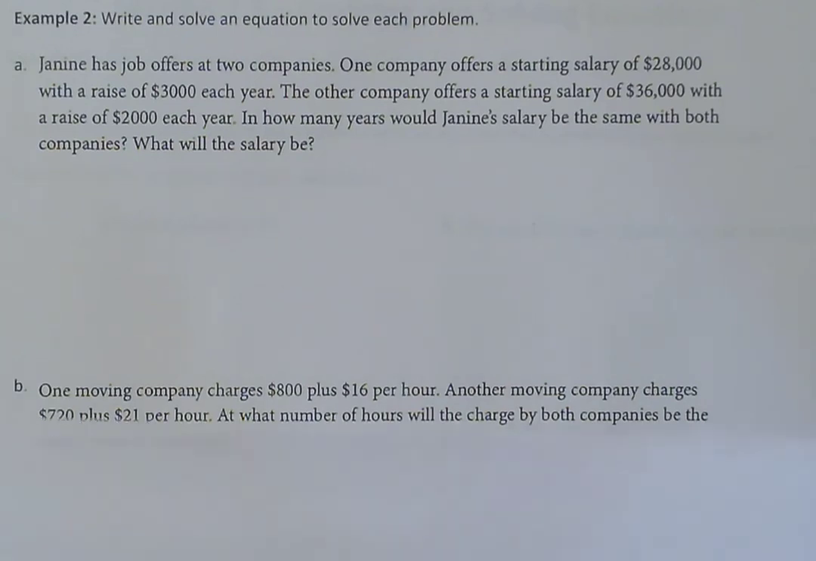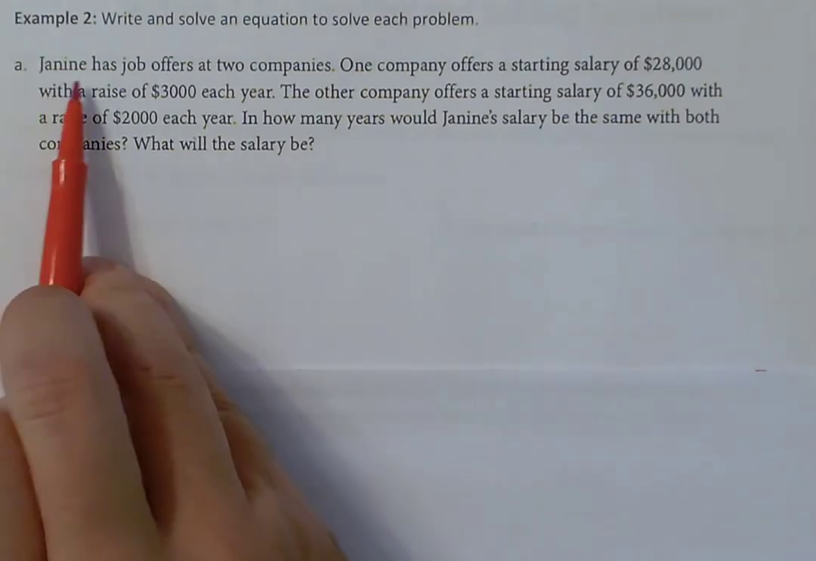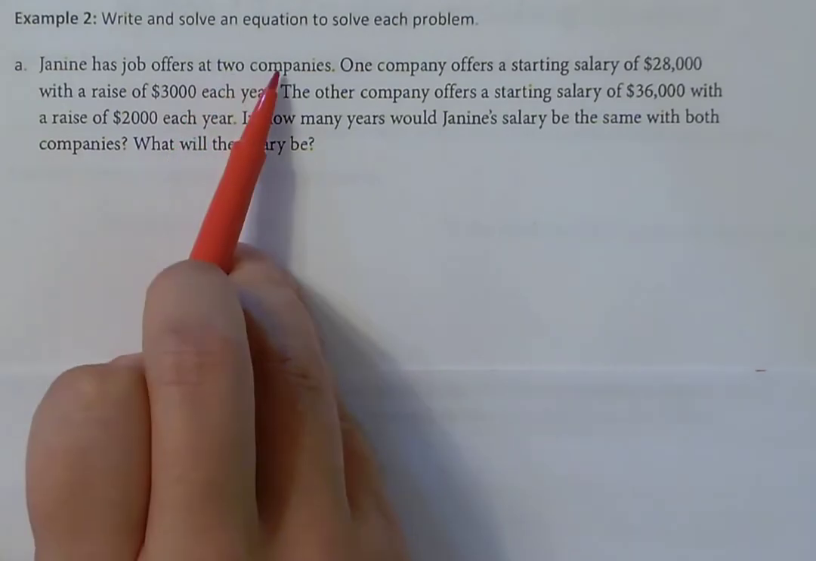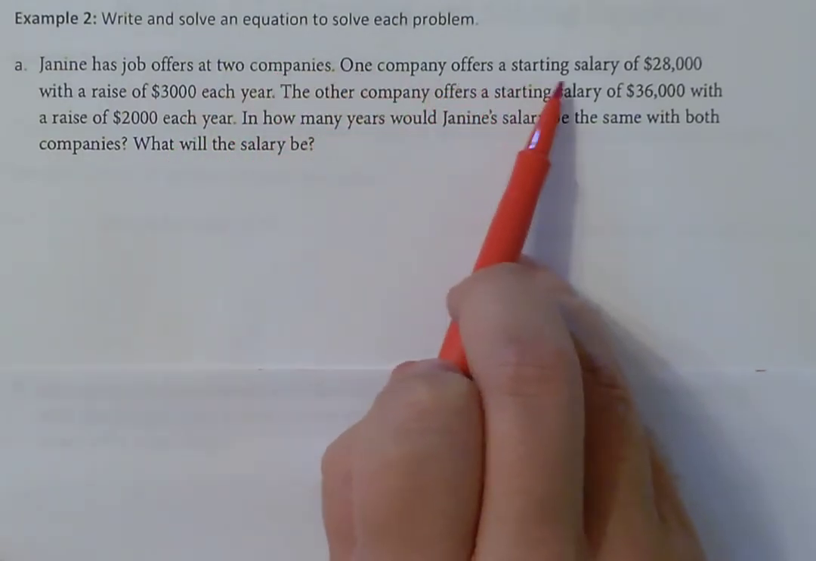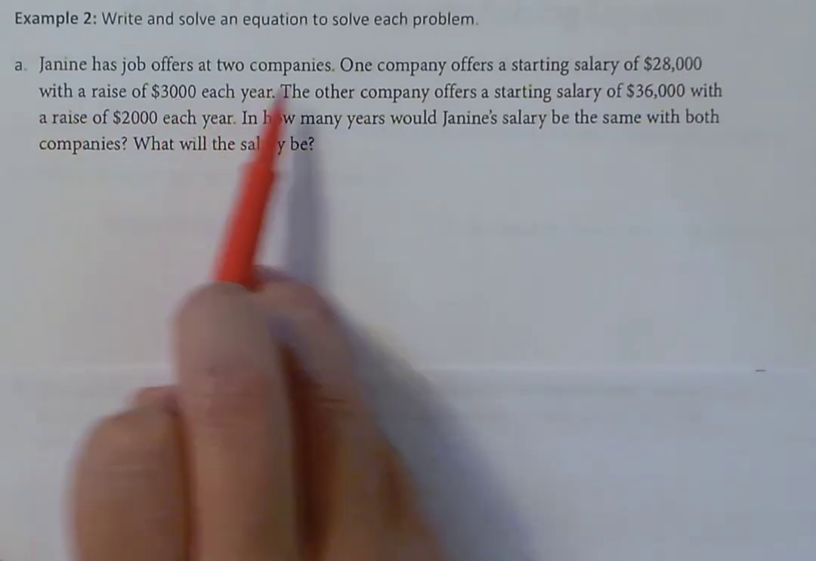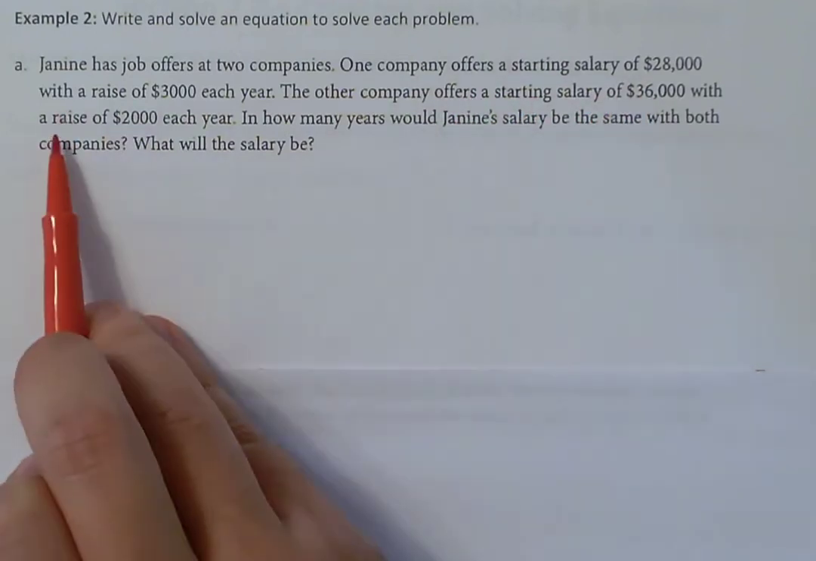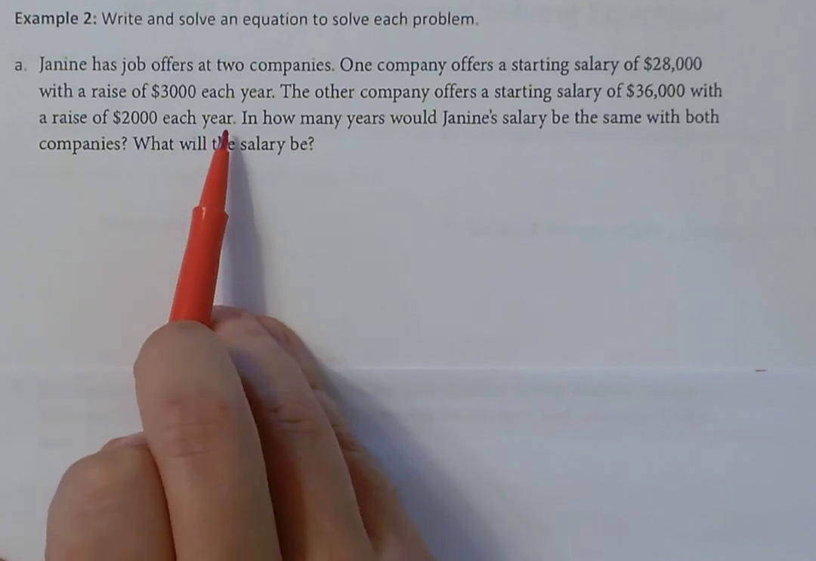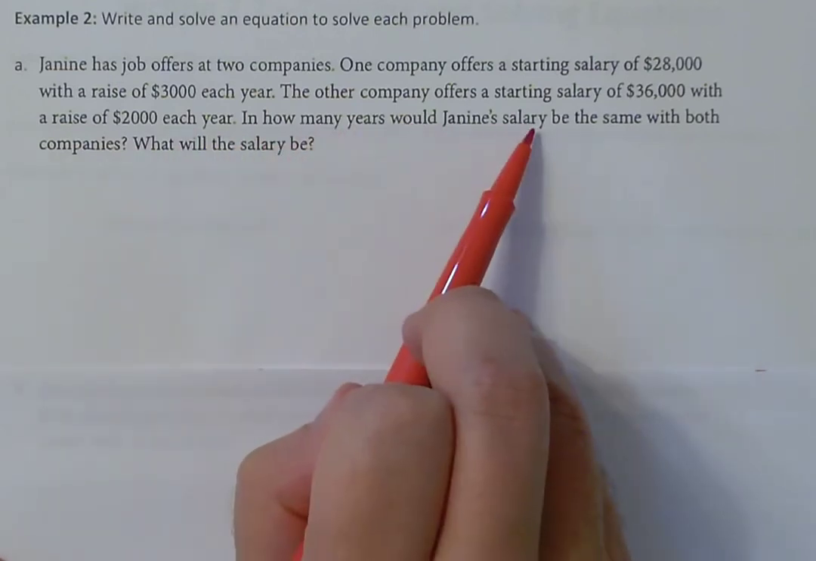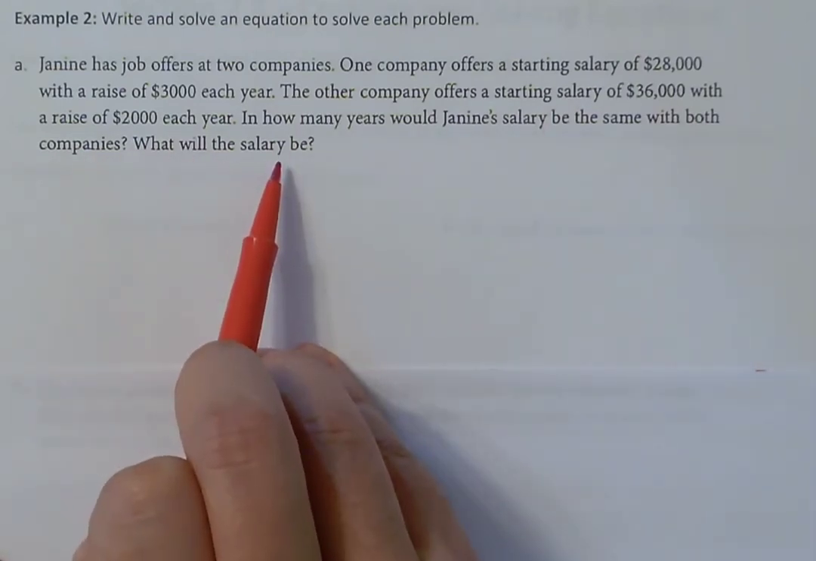So, example 2 is going to ask us to write and solve an equation to solve each problem. So, for A, we have Janine has a job offers at 2 companies. One company offers a starting salary of $28,000 with a raise of $3,000 each year. The other company offers a starting salary of $36,000 with a raise of $2,000 each year. In how many years would Janine's salary be the same with both companies, and what would the salary be?